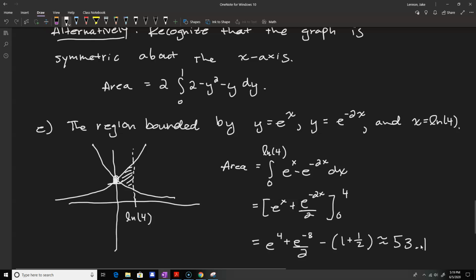Also, in example D, remember, there's a nice little trick if we ever notice the graph happens to be symmetric. Sometimes we can do half the work by just integrating one part and then multiplying by 2. So that's always something to keep in mind.